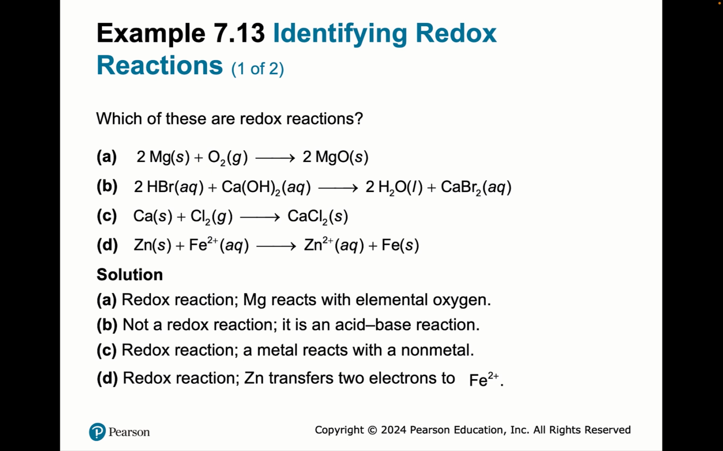Now for zinc, so we're on D. Zinc metal reacting with iron +2 in solution forms zinc +2 in solution and iron metal. So in this case, zinc is giving 2 electrons to iron. Zinc is being oxidized, iron is being reduced. So D is in fact an oxidation reduction reaction.